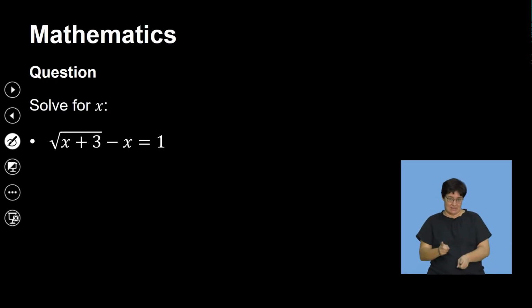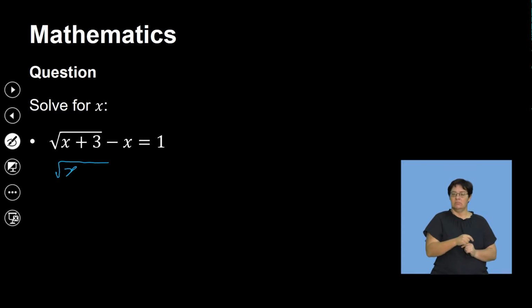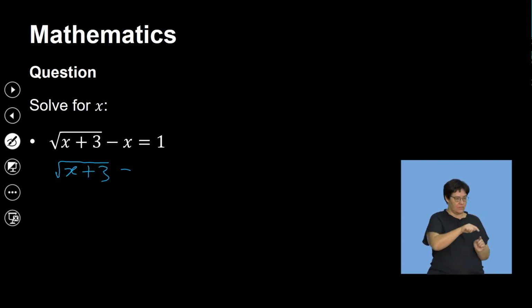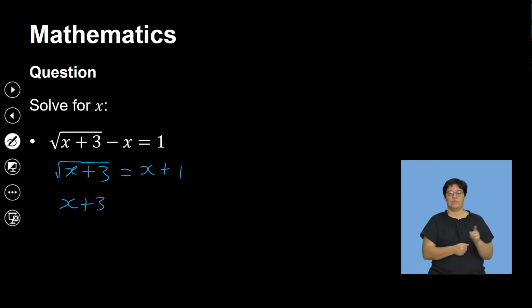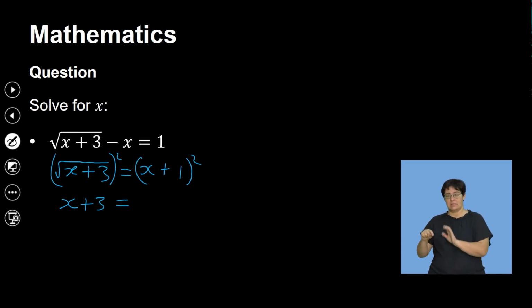But let me show you what I mean. Firstly, you make sure that the square root is on its own, equal to x plus 1. And then I square both sides like we did with the previous one. So this becomes x plus 3 equal to, right? I square there, I square here. Remember, this will be a binomial times a binomial, which will be x squared plus 2x plus 1.